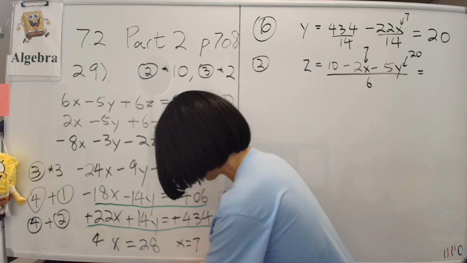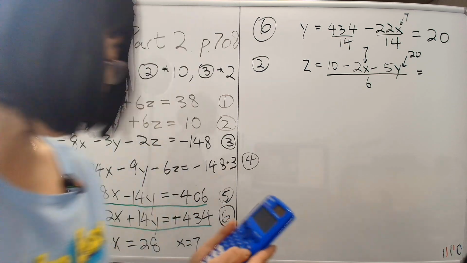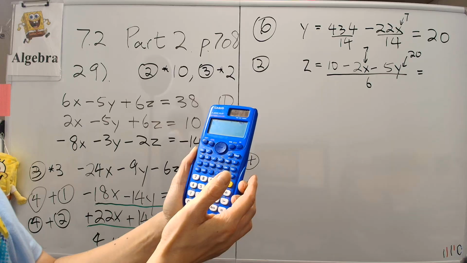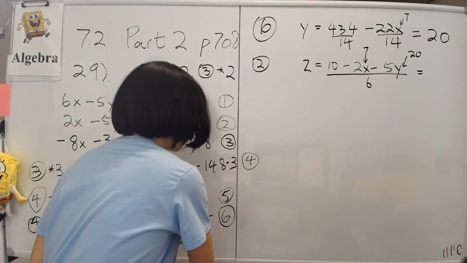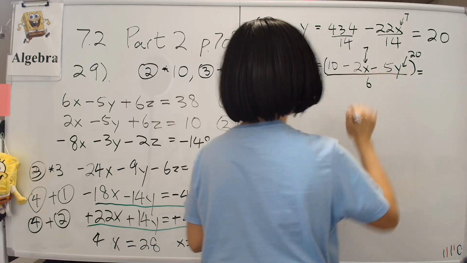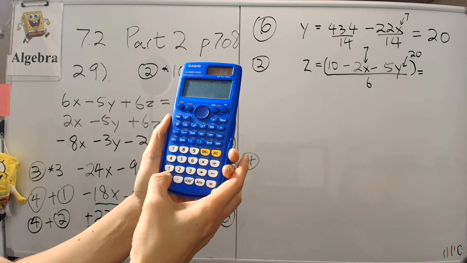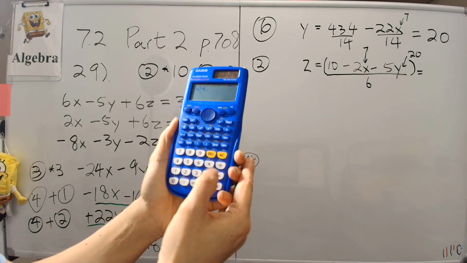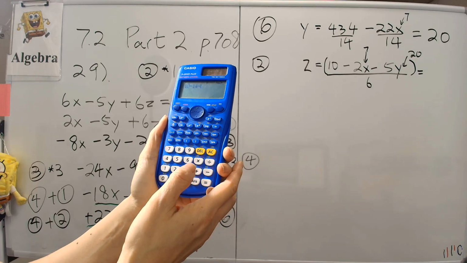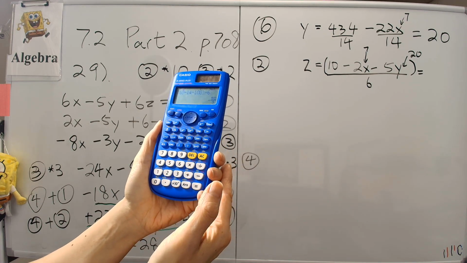All right, so let me pull out the calculator here and punch that stuff out. So, clear. Now, parentheses. Whenever you do this kind of division, don't ever forget to add the parentheses first, because you have addition or subtraction inside. So let's do this. 10, parentheses, 10 minus 2 times 7 is 14, minus 5 times 20 is 100, close parentheses, and divide by 6 equals, what's that?